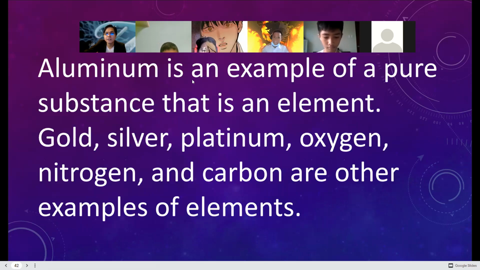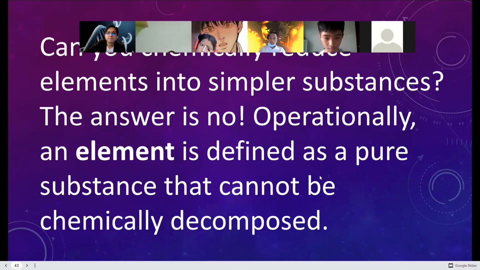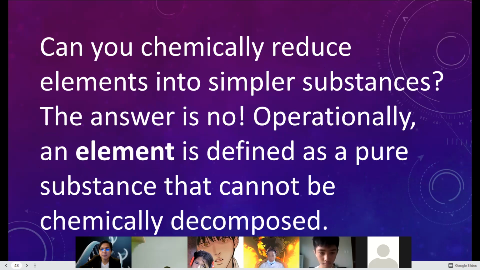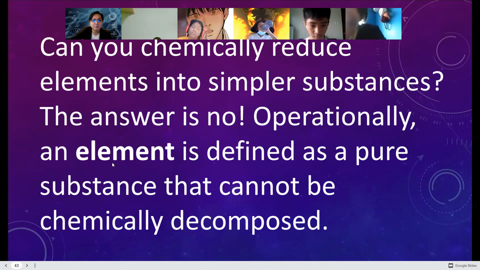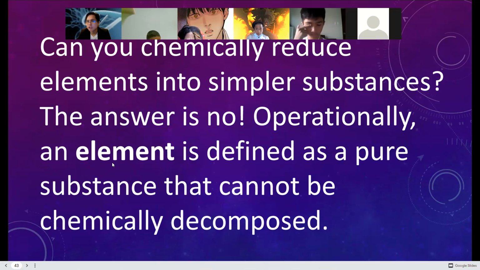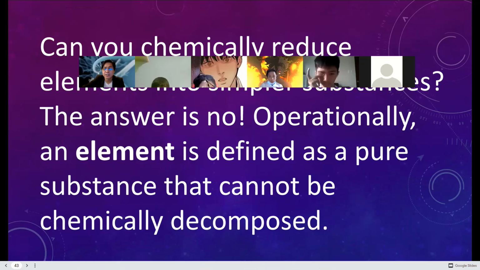Aluminum is an example of a pure substance that is an element. Gold, silver, platinum, oxygen, nitrogen, carbon are examples of elements found in your periodic table. Can you chemically reduce elements into simpler substances? The answer is a big no. Operationally, an element is defined as a pure substance that cannot be chemically decomposed, chemically changed, or chemically separated. If you cannot chemically separate it, it is considered an element.